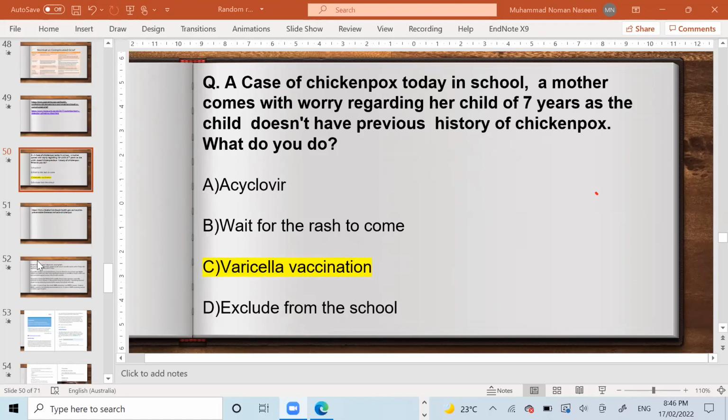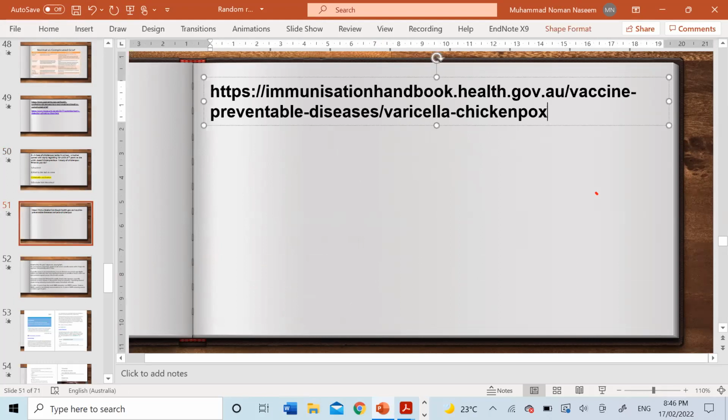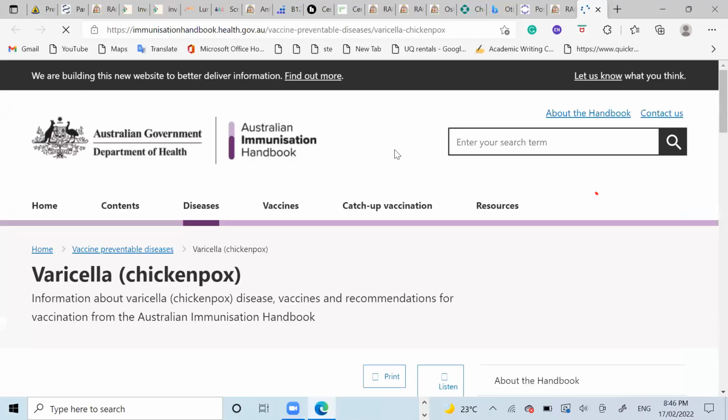Now, for any disease which is in the immunization schedule, I want you to always use this link because it has all the information you need regarding every immunized disease, like varicella, hepatitis, tetanus, measles, mumps, rubella. Any disease you can think of for which a vaccination has been made is in the Australian Immunisation Handbook. You can search your term over here, just write out what disease you want to study, and it will come like this. Now, varicella.